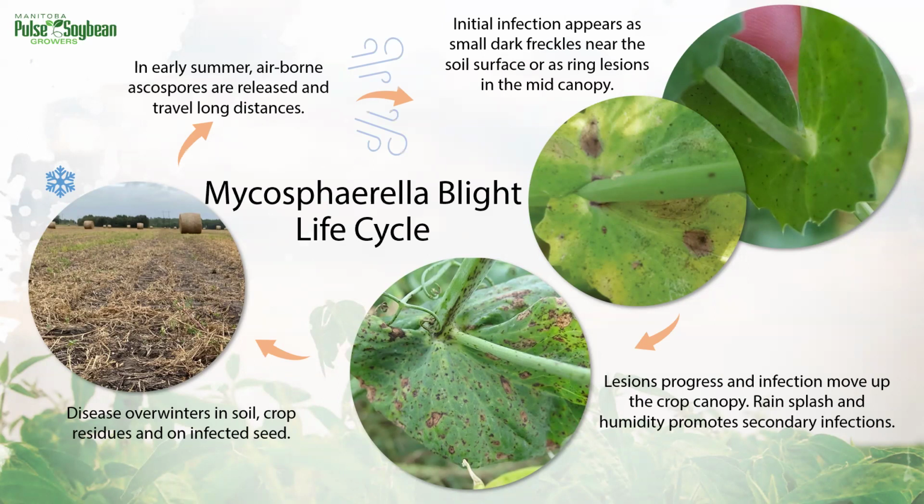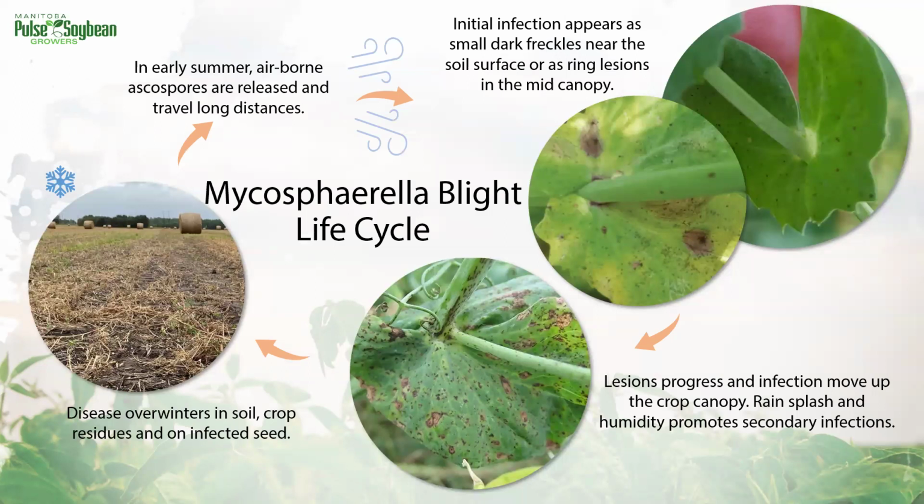Mycosphaerella blight, also called Ascochyta blight, is our main disease target of fungicides, so we'll look at its life cycle in a bit more detail. It overwinters in soil, on crop residues, and on infected seed. In early summer, airborne ascospores are released and may travel long distances by wind to infect peas. Initial infections commonly appear as small dark freckles near the soil surface or as these ring lesions in the mid-canopy. Most often, early symptoms appear as these freckles on the lower leaves.